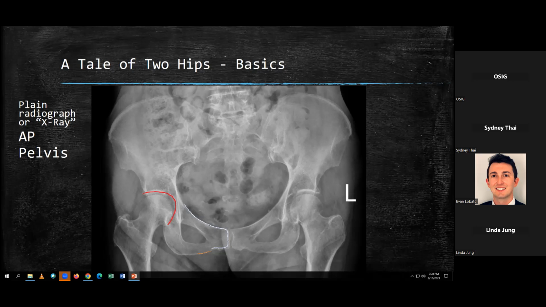What happens in an AP is the flat plate is behind you and you shoot the radiograph from the front and it captures that image, so everything's sort of reversed. Your left side is actually on your right side.